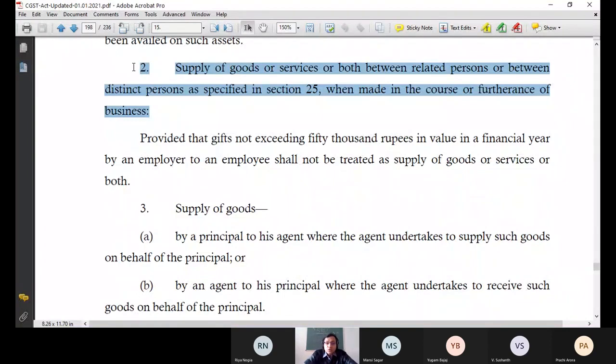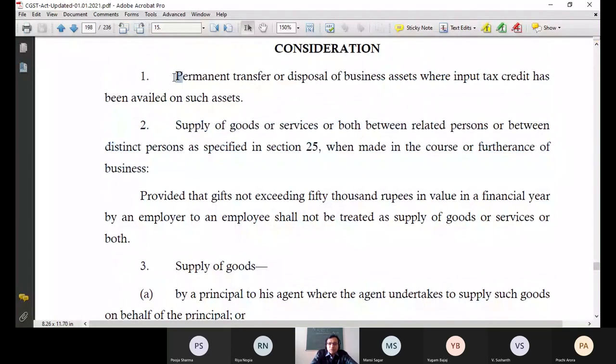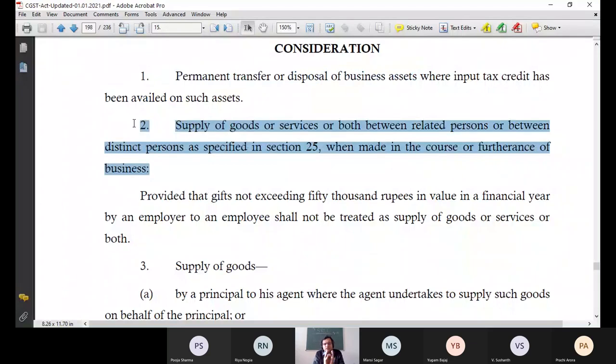When made in the course or furtherance of business. Now it is necessary that this supply must be in the nature of business. As far as my first activity is concerned, whether this permanent disposal of business asset is for the business or not, it was not mentioned. It has to be treated as supply. But to be treated as supply under second activity, it must be in the course, or in the course that means regular business transaction or to expand the business transaction.